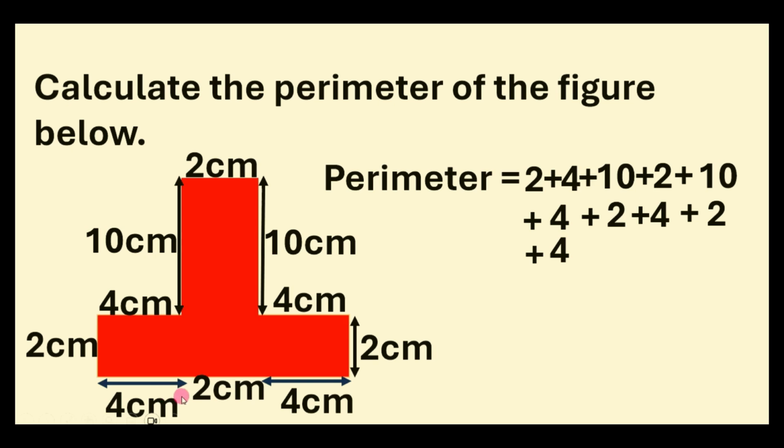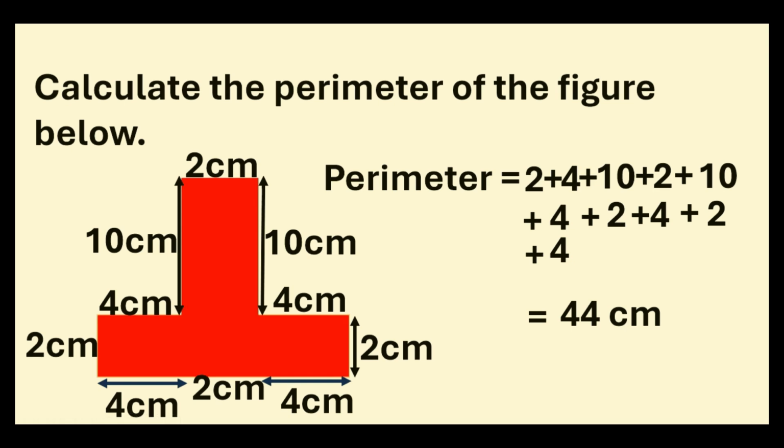Now that you have added all the lengths together, if you come to this place and add them together, 2 plus 2 gives you 6, plus 10 gives you 16, plus 2 gives you 18, plus 10 gives you 28, plus 4 gives 32, plus 2 gives 34, plus 4 is 38, plus 2 is 40, and plus 4 gives 44. So the perimeter of this shape is 44 centimeters.